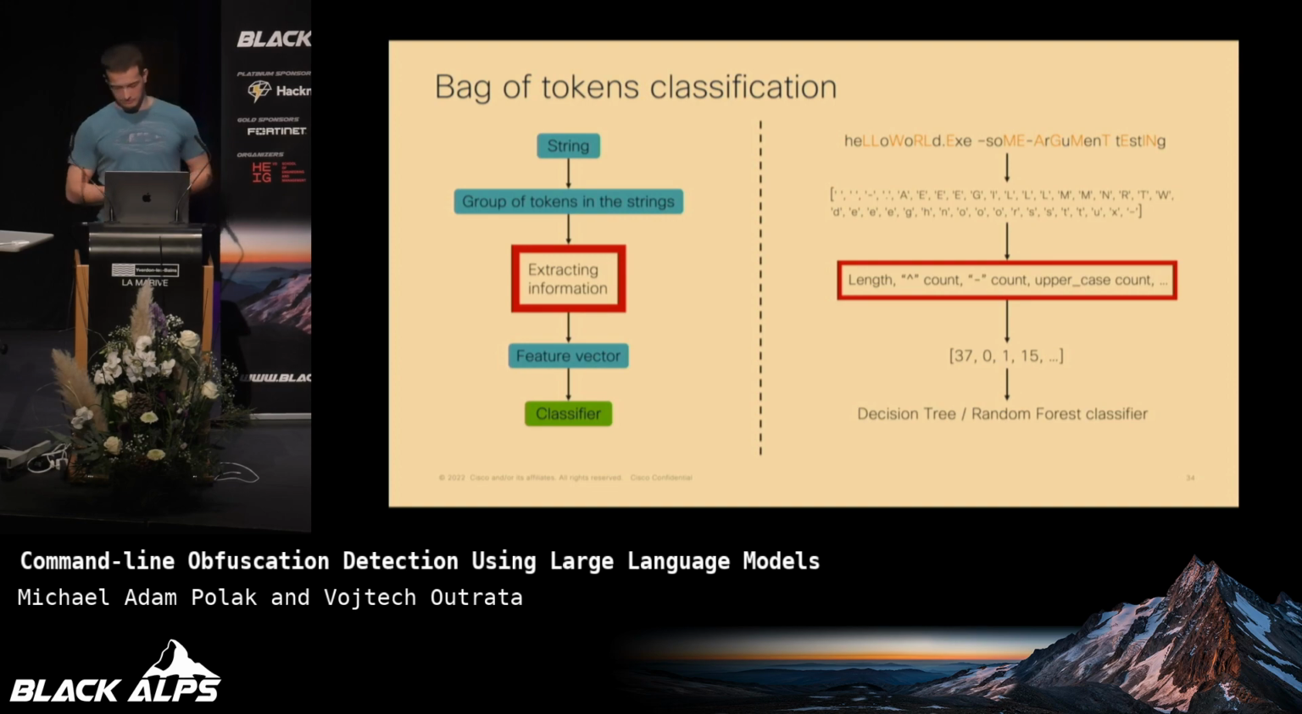So in practice, it would look something like this. You would have the hello world example. You would split it into each respective character. You would completely disregard their order and their meaning, and then you would perform the important part, extracting information. So you would count how long the command line was, the number of caret symbols, the number of dash counts, the number of uppercase letters. And you would hope that these things would distinguish the two classes very well. Then this would result in a list of vectors which you would feed, for instance, to decision tree or random forest classifiers. So what is the problem with this?